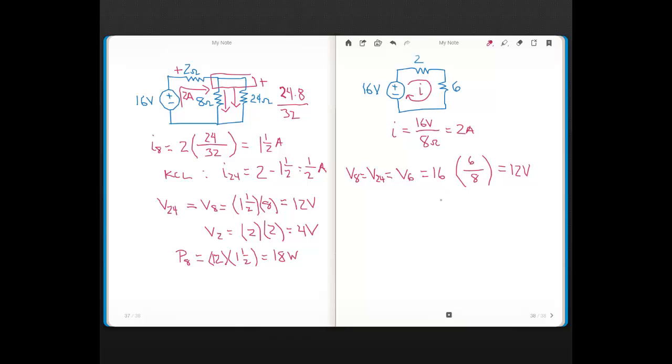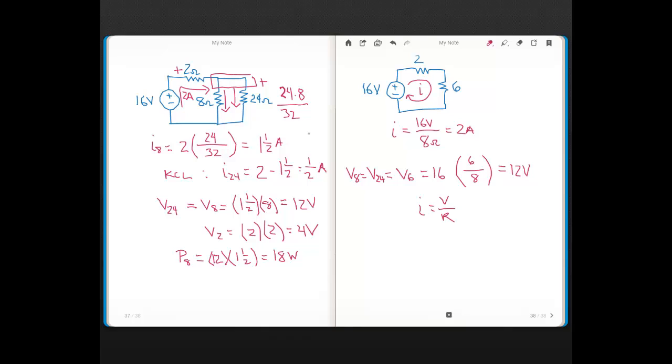And then once you have these voltages, now I can find the current for each resistor just by Ohm's law, that voltage divided by resistance. So you see the 4 volts for this 2 ohm resistor, divided by the 2 ohms would be 2 amps, the same as what I got over here. And then the 12 volts divided by 24 ohms is the half amp, same thing I got here. And then the 12 volts divided by 8 ohms is the 1.5 amps that we also got over on this side.